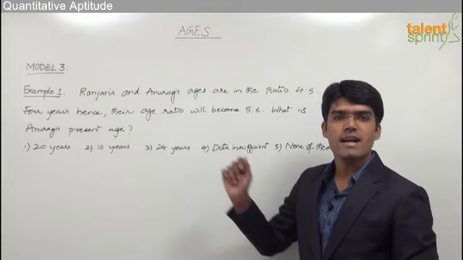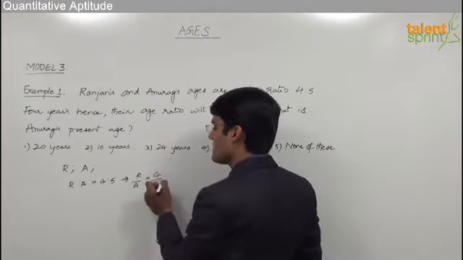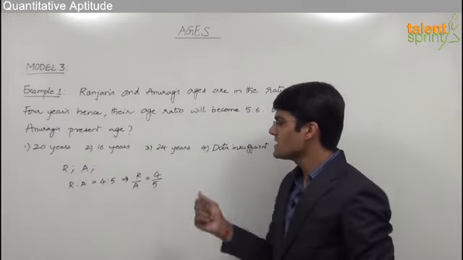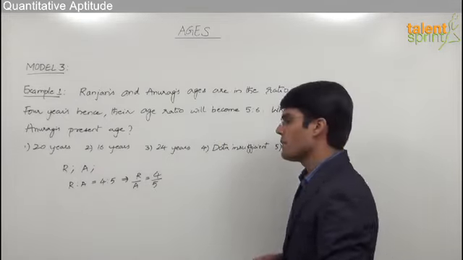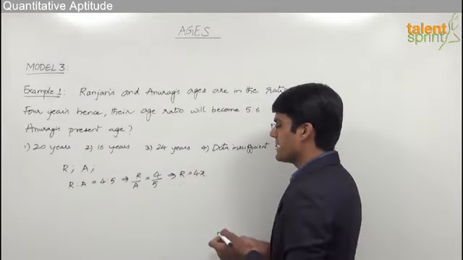Let us assume that Ranjan's present age is R and Anurag's present age is A. Now as given in statement 1, Ranjan and Anurag's ages are in the ratio 4:5. So we can say that R:A is equal to 4:5, or R/A is equal to 4/5. That means Ranjan's age is 4 parts, Anurag's age will be 5 parts. Or otherwise we can take it as R is equal to 4x, that is nothing but 4 parts, and A is equal to 5x.